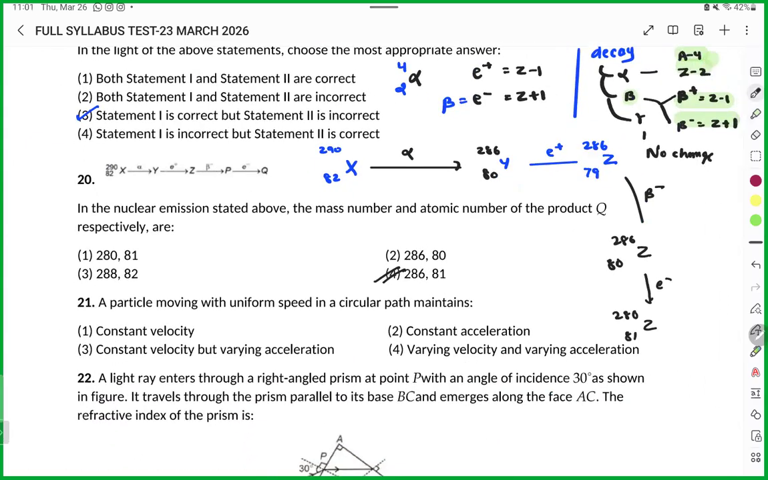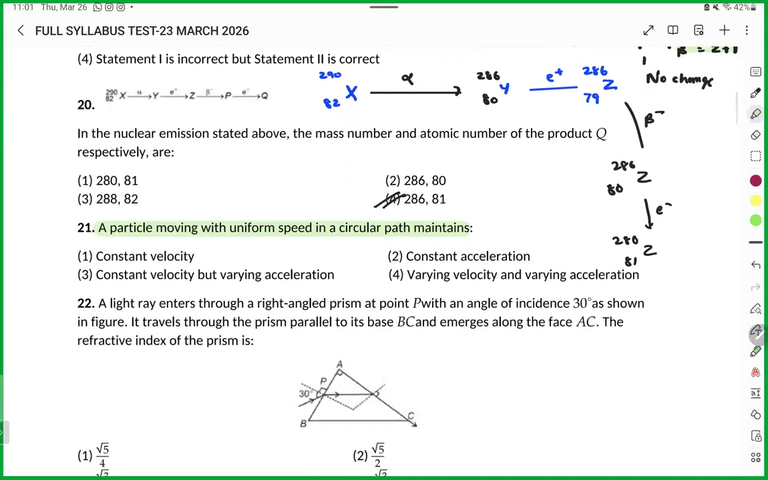बहुत रिसेंटली हमने क्वेश्चन नंबर 21 का टॉपिक किया. A particle with uniform velocity and circular path maintain. Give me your answer. Sir, option 4. Option 4 is correct.